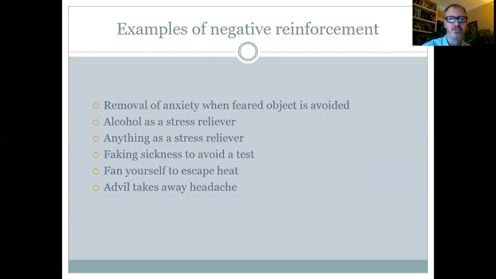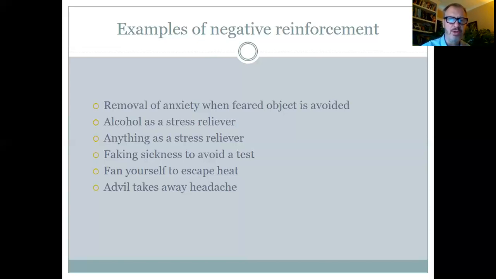So anything that results in a stress reliever, if someone exercises and it takes away the tension in their body, they're going to find that to be rewarding, basically. So they're going to exercise more because it takes away the stress in their body. That is negative reinforcement. All these examples I have here are examples of negative reinforcement.